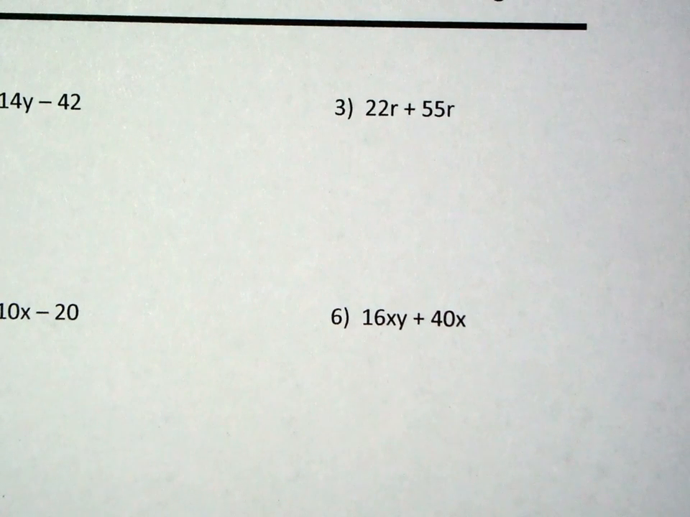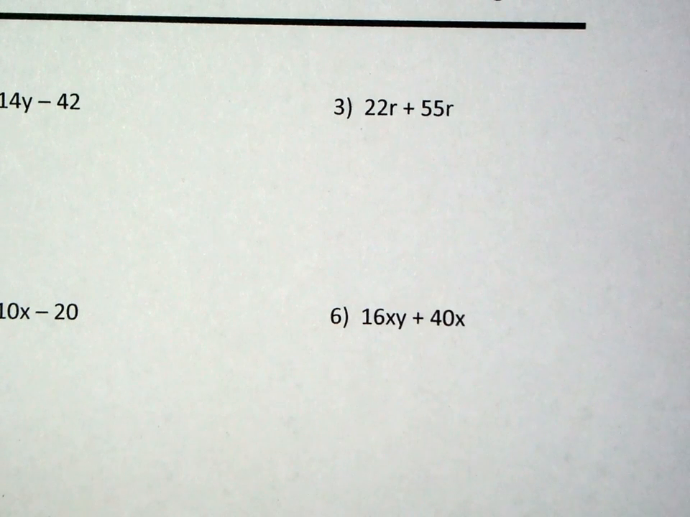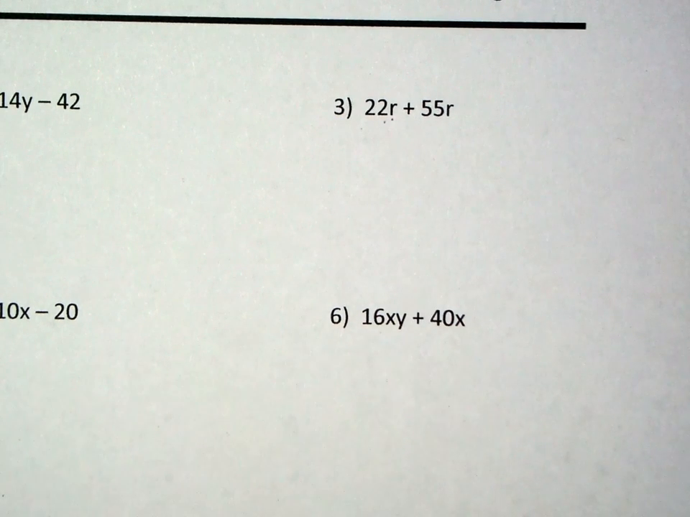Today in class we looked at factoring, and when we're doing factoring we needed to first learn how to identify our greatest common factor. So, looking at a problem like number 3, we have to ask ourselves what term or terms can be factored out of both sides of this expression.